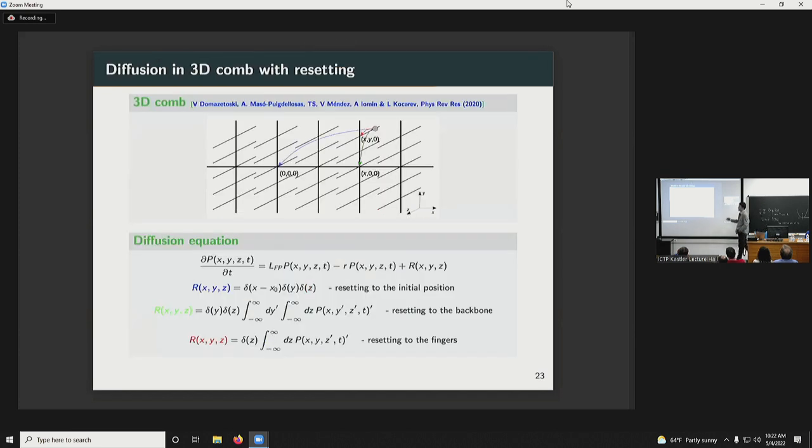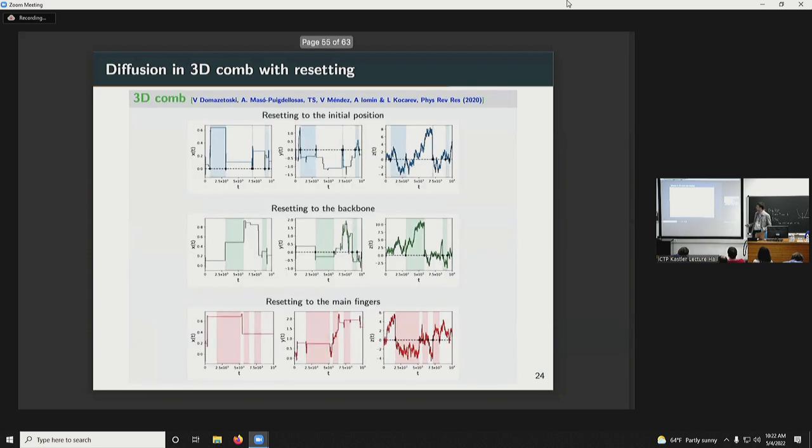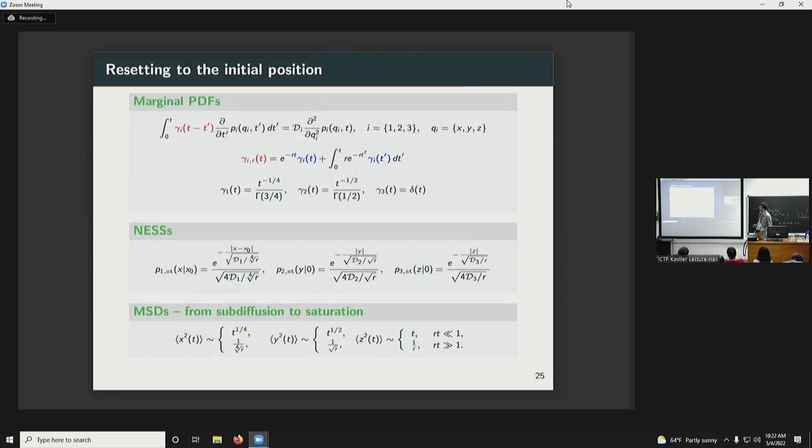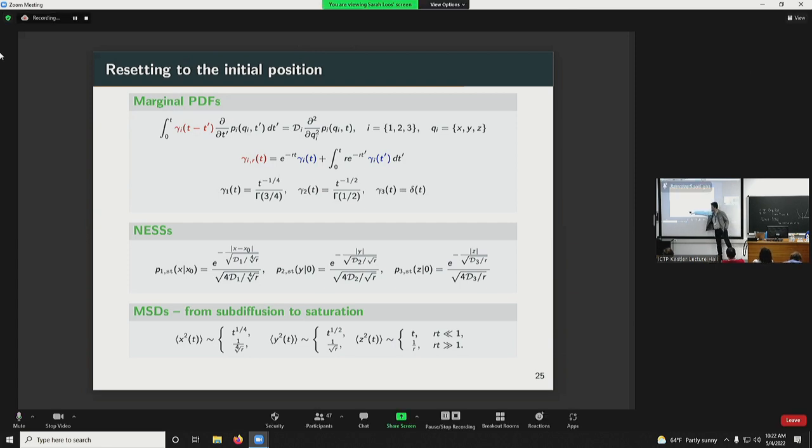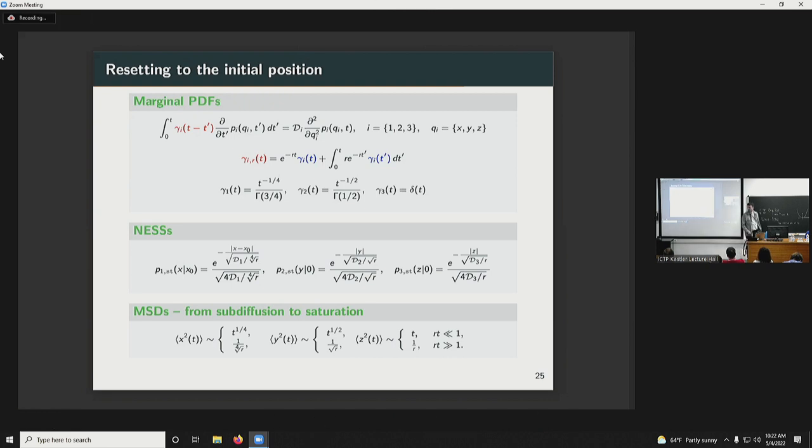And we can apply this mechanism to the comb structure, where the particle is reset to the initial position, or reset to the backbone, or reset to the fingers. All these terms are given here for the different resetting mechanisms. If we do the numerical simulation and then perform the calculations, we will see that in the first case, if the particle is reset to the initial position, all the marginal distributions in all three directions approach a stationary state, and we have a transition from anomalous diffusion to some saturation.